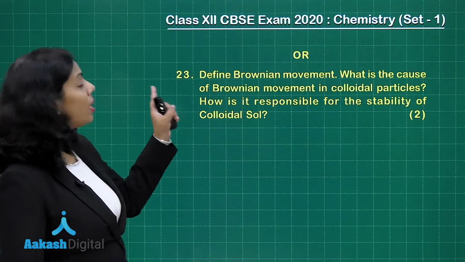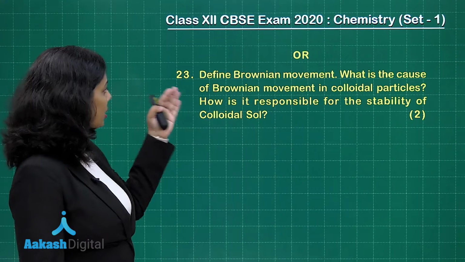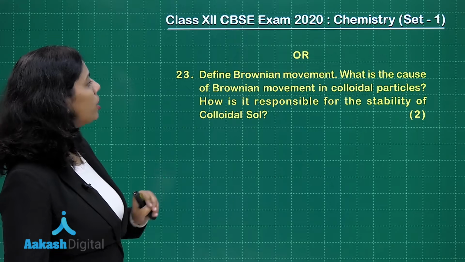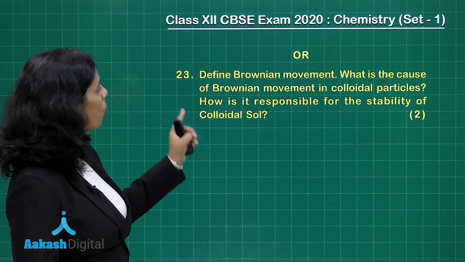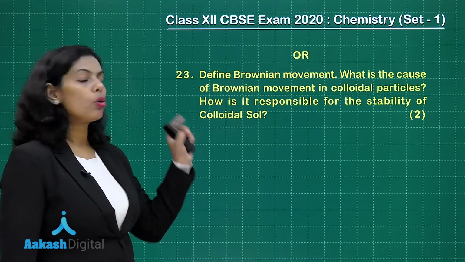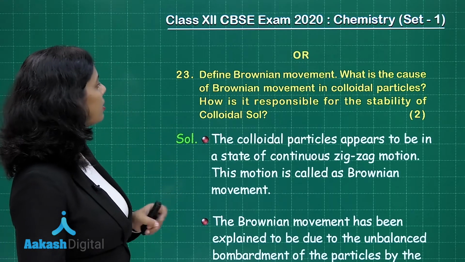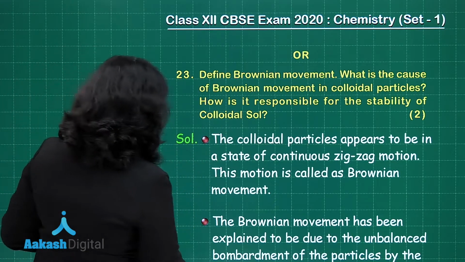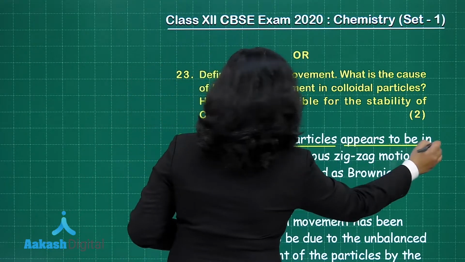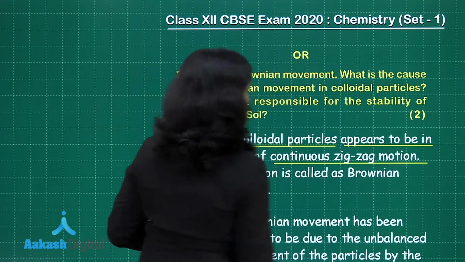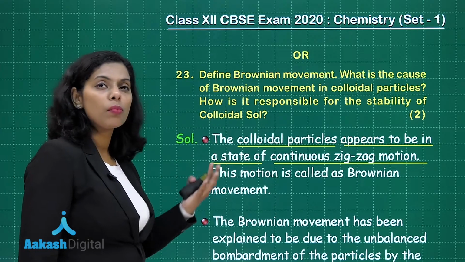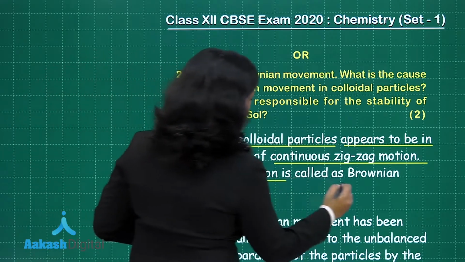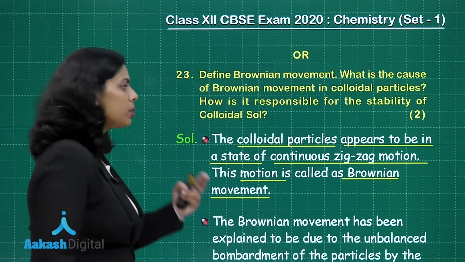Now, in the similar question, there is an internal choice also, and it states: define Brownian motion. Another question from surface chemistry. What is the cause of Brownian movement in colloidal particles? How is it responsible for the stability of colloidal sol? This question can be answered first of all by writing the definition of Brownian movement. The colloidal particles appear to be in a state of continuous zigzag motion. Have you ever seen this zigzag motion? This is the motion in which colloidal particles are continuously moving. This motion is called Brownian motion because it was first observed by Robert Brown.